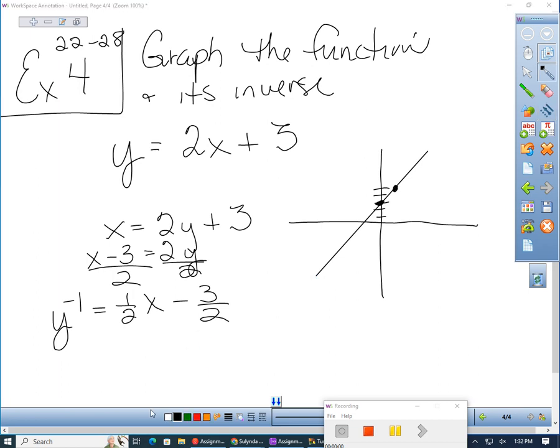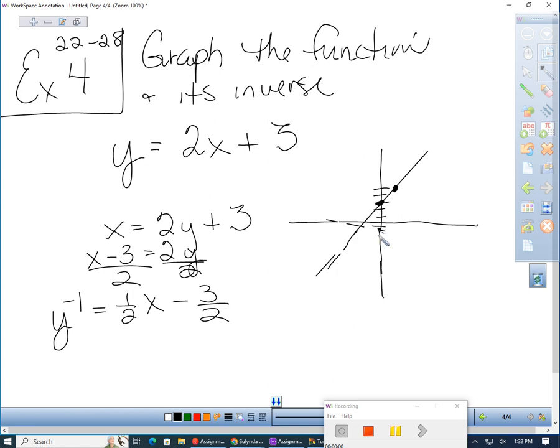Now I want to graph my inverse. So I'm going to start at negative 3 halves, which is negative 1 1/2. And I'm going to go down 1 and over 2. I'm going to connect my dots. Oh, not quite connecting my dots. There we go. Oh, I just did that wrong. Yep, I went the wrong way with my slope. Sorry, guys. My bad. I apologize.